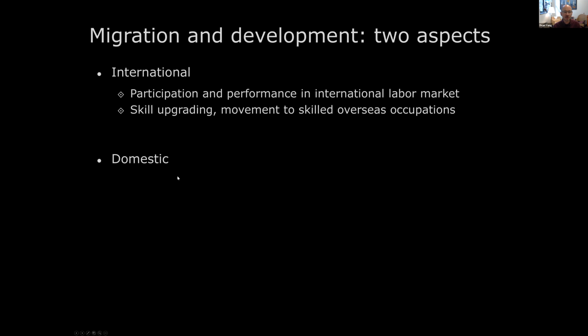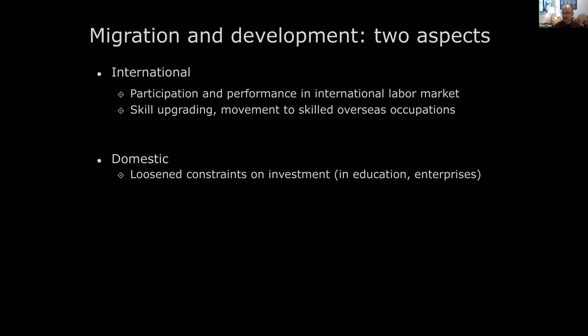And then, of course, there's the more traditional thinking about the domestic side of things. So, what are the impacts on home areas? We might think about loosened constraints on investment in education and enterprises. We might think about aggregate demand multipliers that have positive aggregate demand effects in home areas from international migration. Perhaps even resource transfers that are large enough to help people escape from any poverty traps they might be in in home areas.